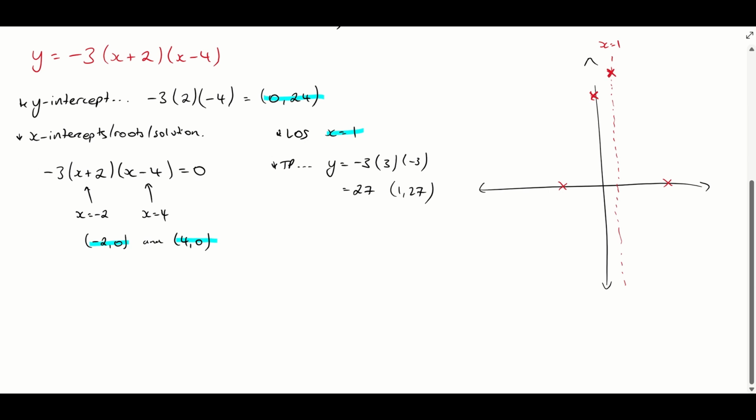at 27. And because of this negative number out the front, we would expect that this would be a sort of sad face parabola. So if we connected these dots, we go up and turn and back down the other way, we get a sad face parabola.